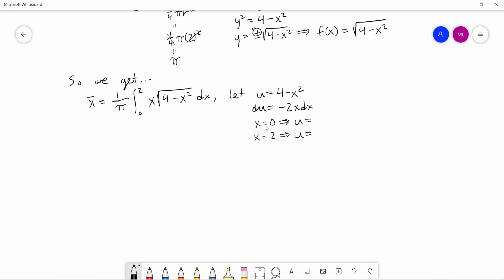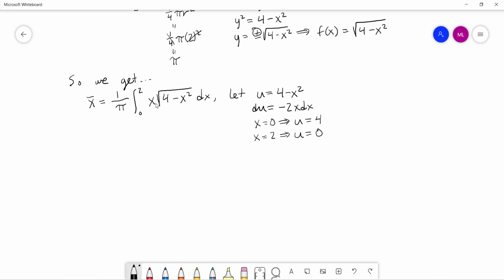So when x is 0, I plug in 0 here, and I get that u must be equal to 4. And when x is equal to 2, I plug a 2 here. I'll get 4 minus 2 squared, so 4 minus 4, which is 0. So I'll get 0 in this case.